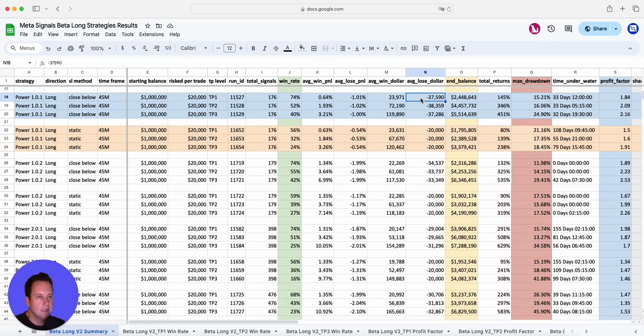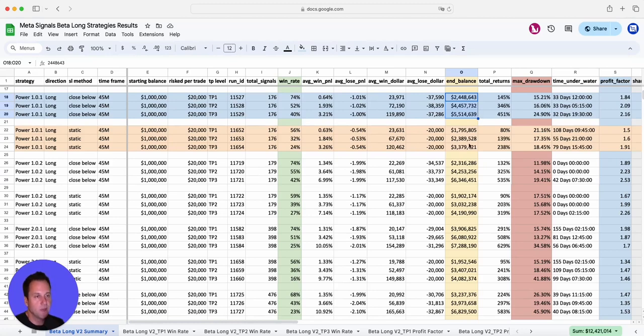Let's look at the end balances and the total returns. So on TP1, the close below logic, over the lifetime of this strategy, we saw 145% return, which equates to a $2.4 million end balance if we're starting with $1 million. And you can see for this specific strategy, it goes up based on TP1, TP2, TP3. You can then compare that to the static stop loss and realize that over the long term, the stop loss close below logic gives you a far superior return.